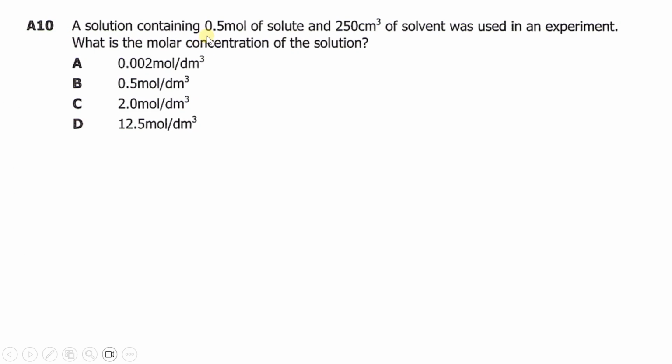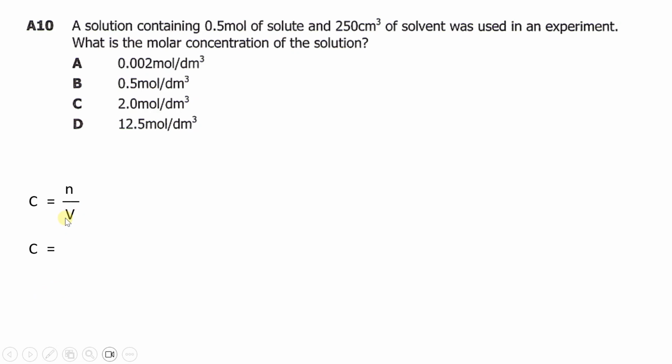A10 says a solution containing 0.5 mole of solute and 250 cubic centimeters of solvent was used in an experiment. What is the molar concentration of the solution? Okay, so they want just concentration. So concentration, which is C, is equal to number of moles over volume. So we have been provided number of moles as 0.5 mole.